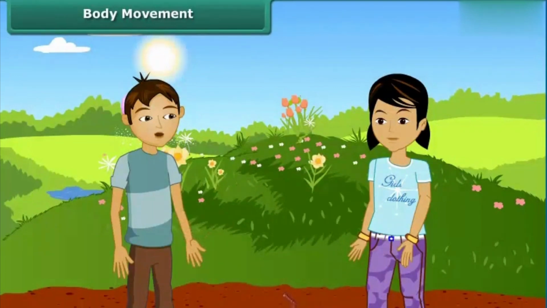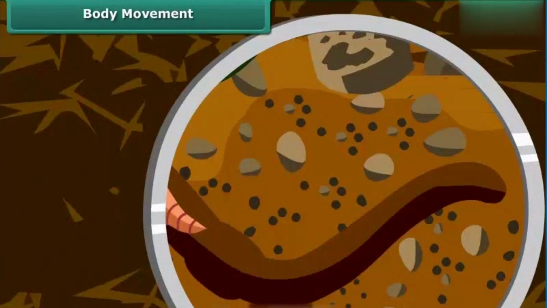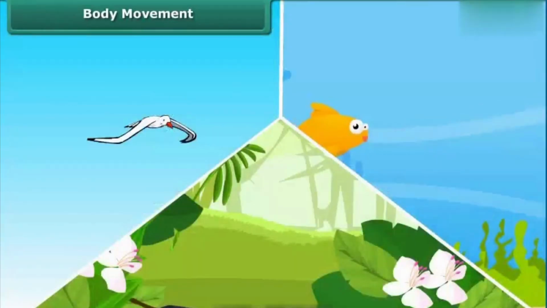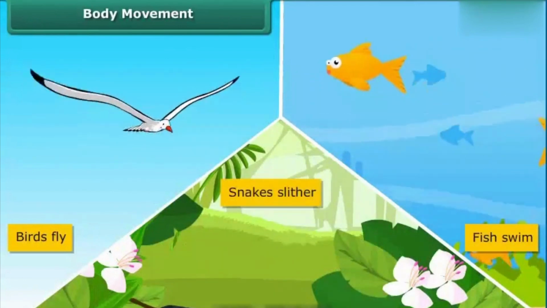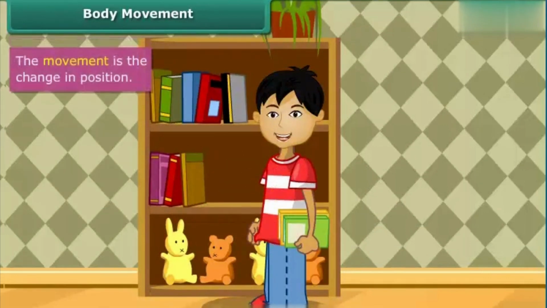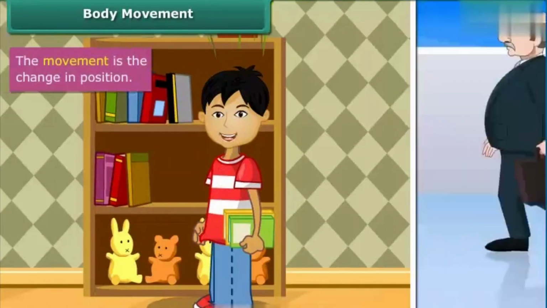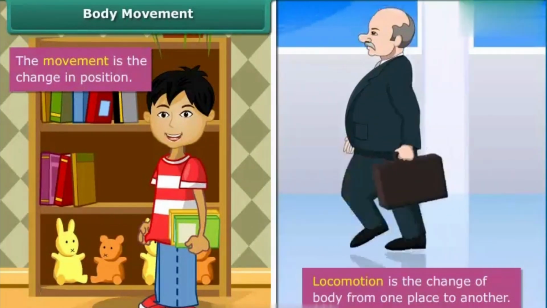Body movement. Look at the earthworm in the soil. How does it creep? Yes, as we walk or run, earthworms creep or crawl. Birds fly, fish swim, snakes slither. Other than these movements, we also move various parts of our body, like when we pick up a book, we move our hand. Movement is the change in position, while locomotion is the change of the body from one place to another.